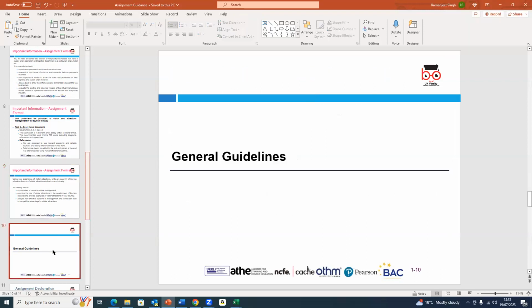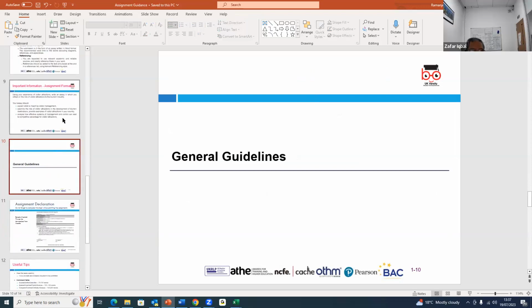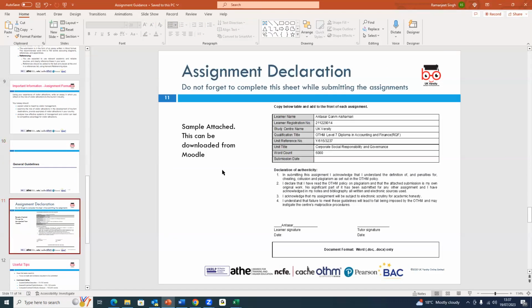Okay, anything else? So that's what we're going to cover. The general guideline is that there is an assignment declaration. You need to use this declaration that your work is your own. You sign it and attach it with your assignment.